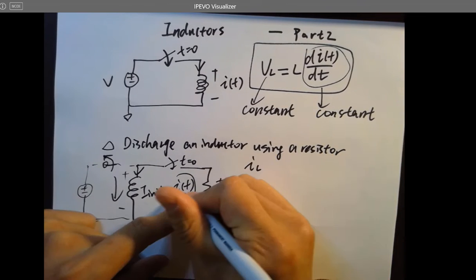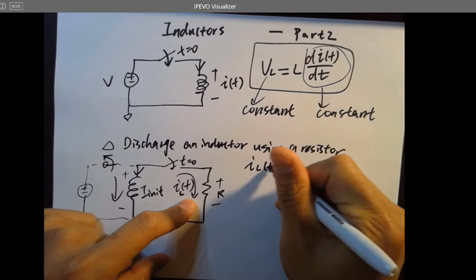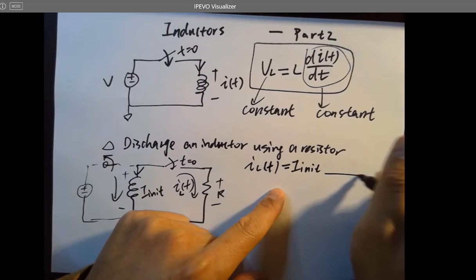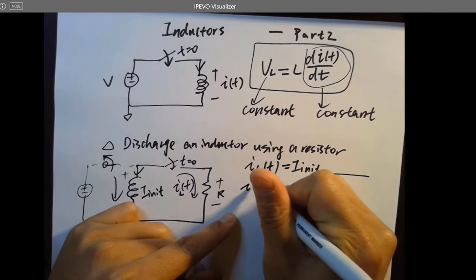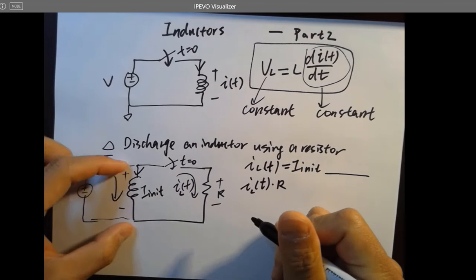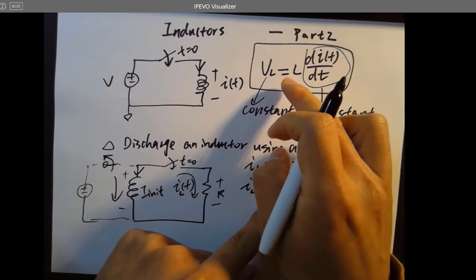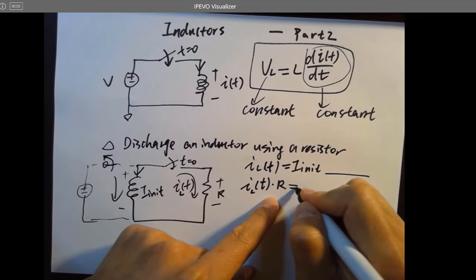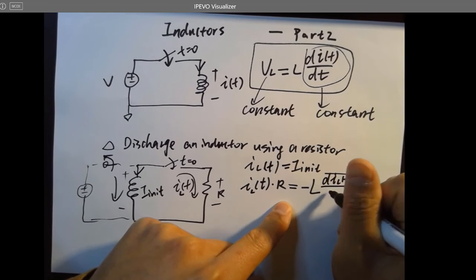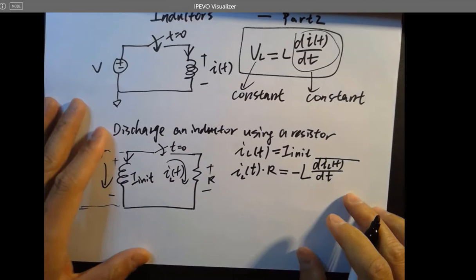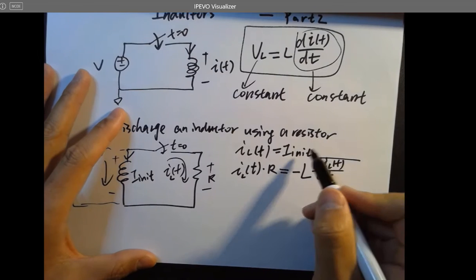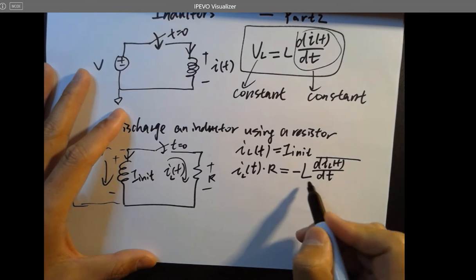So I_L(t) equals I_init times something, right? We don't know yet, so let's try to derive it. At least we know I_L(t) times R, which is the voltage across this resistor, equals whatever is going to be generated by the inductor, which is actually here. So this is negative L dI_L(t) over dt. So here's the equation we can list. And now let's calculate I_L(t). So what is I_L(t)? Let's move everything to here.